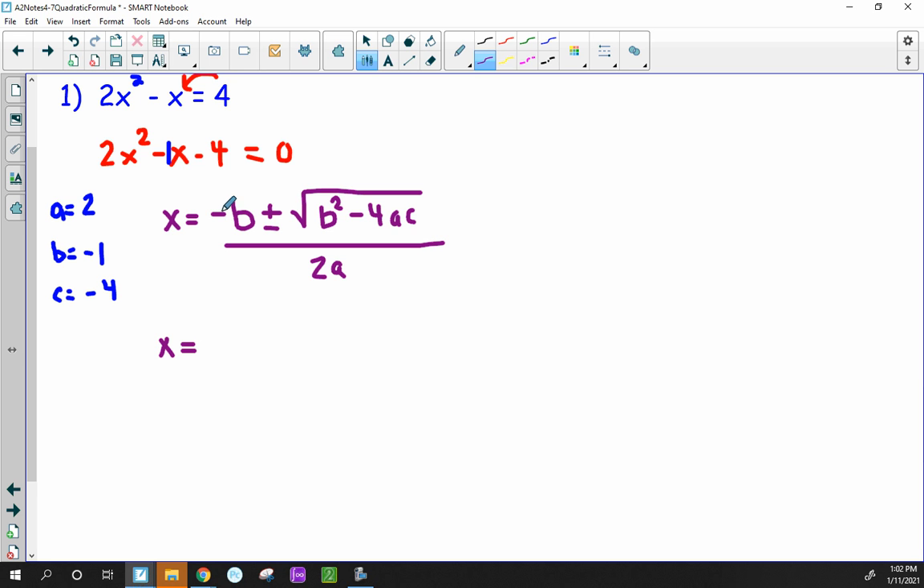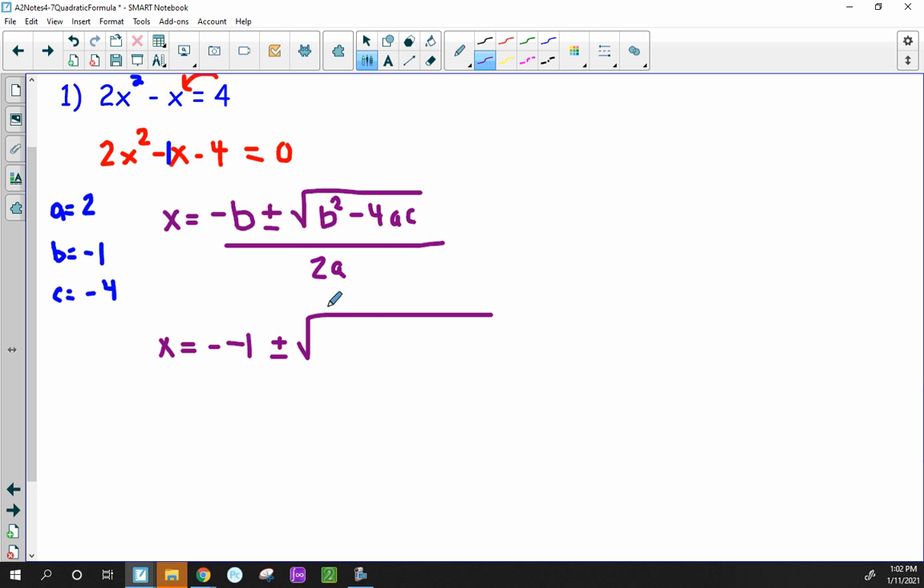This is asking you to do the opposite of b. I'm going to go ahead and drop down my negative sign from the formula. My b, though, is -1. So the opposite of -1 becomes positive. I'm going to change that in a second. And the next piece of the formula is this double sign, positive, negative, then your square root. Then it says b squared.